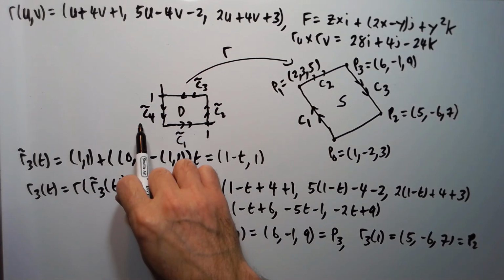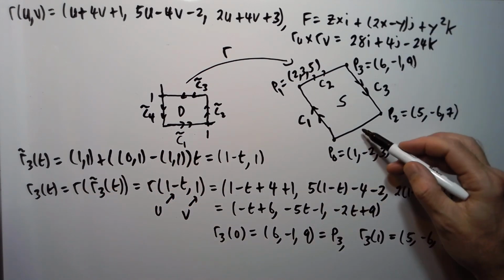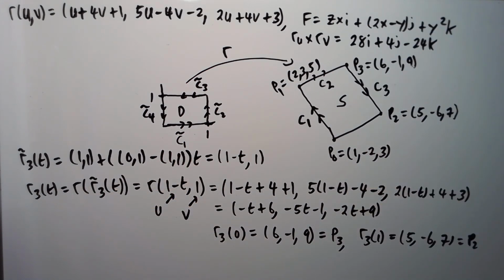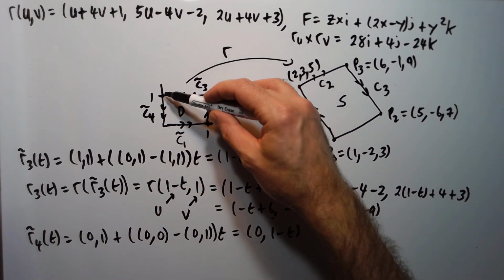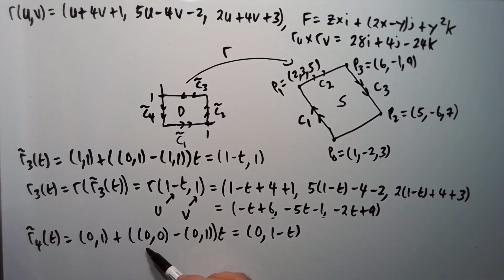We'll do the C4 tilde, then we'll map it onto R. It's going to be this guy here. Okay, let's start doing that. So R4 tilde is going to be the start point, which is 0, 1, right here, plus end point minus start point times t. You can check it becomes 0, comma 1 minus t. Now we're going to map that under R. Let's do that.